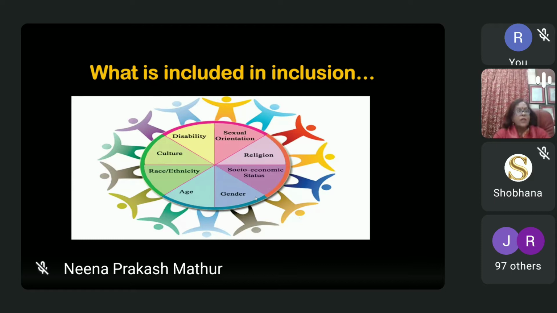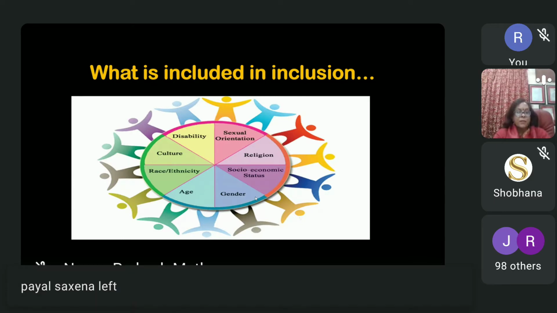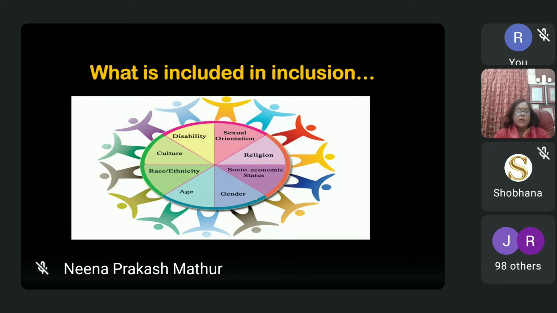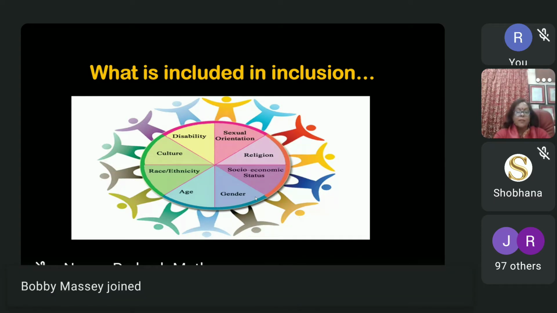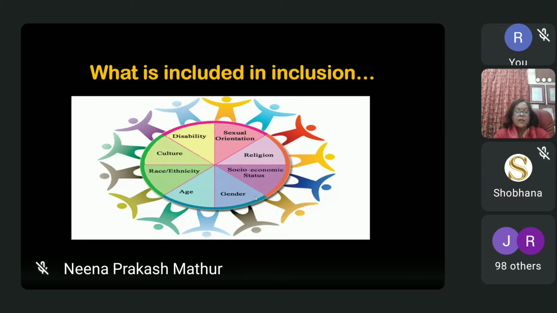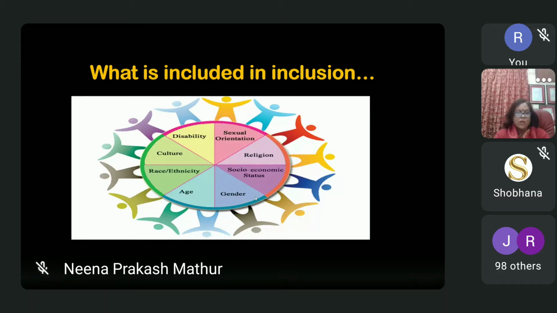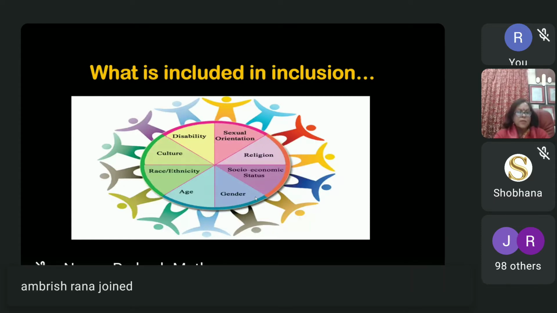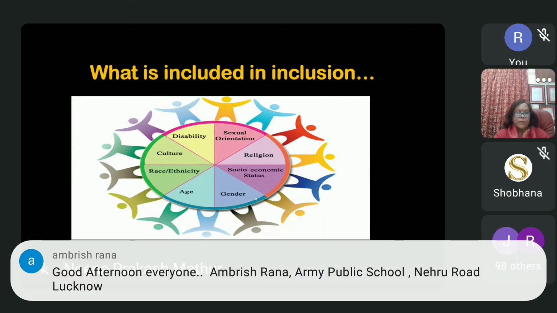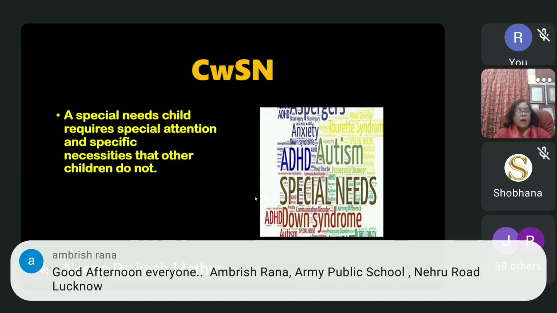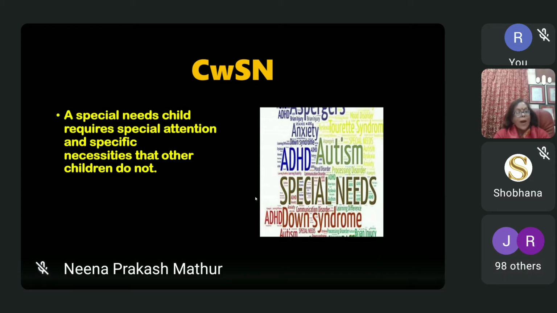Now, in the new National Education Policy 2020, the word inclusion is all encompassing. And as you see on the screen, it covers a lot of areas. There's disability, culture, race, gender, age, religion, socio-economic status, all come under the word inclusion. I will now focus on one area of inclusion, and that is children with special needs.